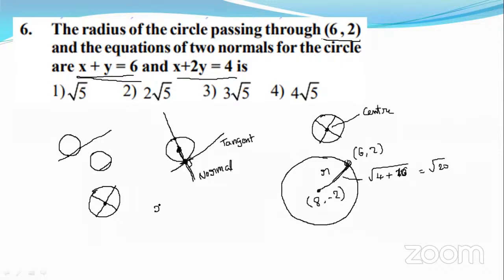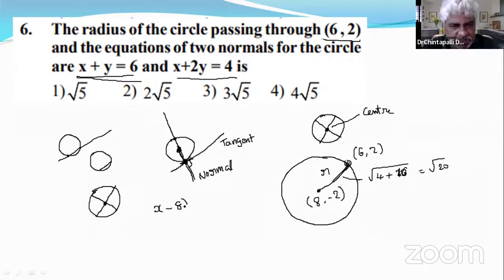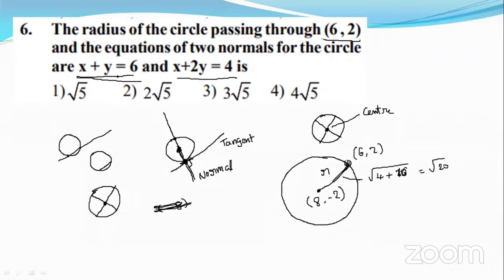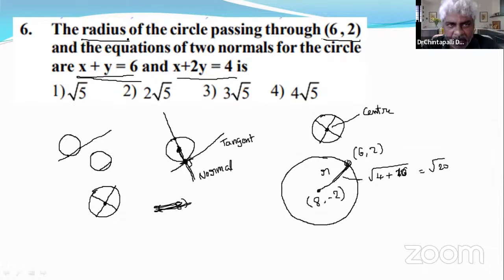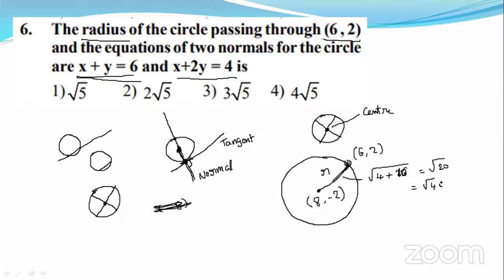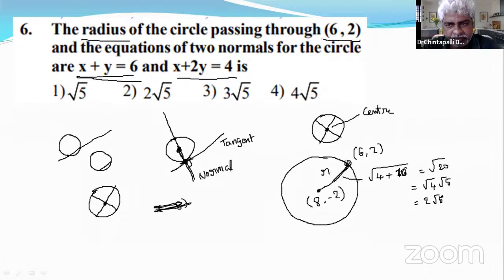the formula is (x minus 1) whole square, (x minus 8) whole square. What is asked here? Only the radius is asked. Here you are right, we need to simplify it. But if we want to find the equation of the circle, we don't need to. Root 4 times root 5, that is 2 root 5. Got it?